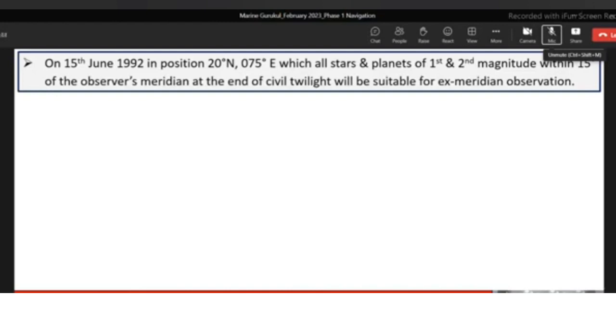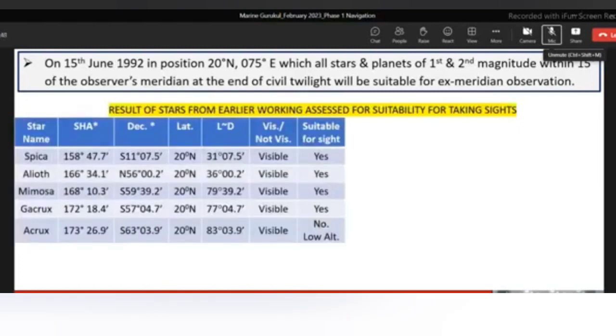It's the same question as the earlier ones. So we'll bring forward the same list that we made in the earlier questions. We know these are the 5 stars which meet the requirements of magnitude and the hour angle. Of these, Acrux is not suitable because of its low altitude. Now we'll assess their suitability for X meridian observation.